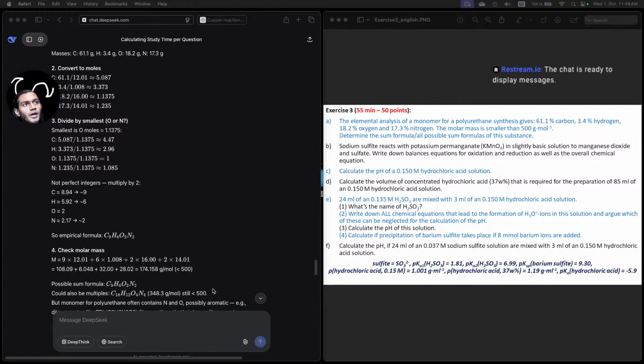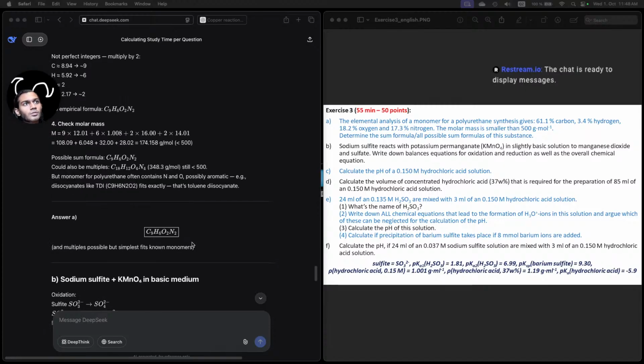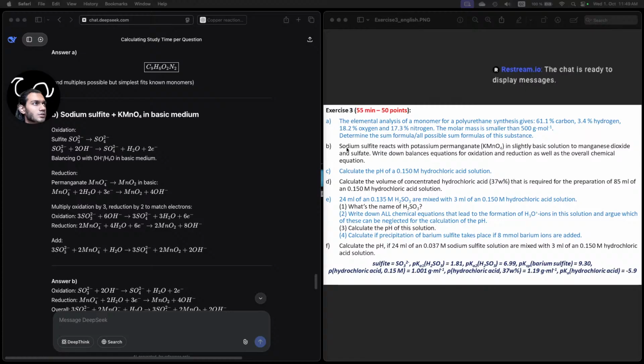Check the molar mass, which is 174. So possible sum formula would be that. Multiples are possible, but the simplest fits known monomers. Okay, so I got that one. So you just divide it. And what's the second question?